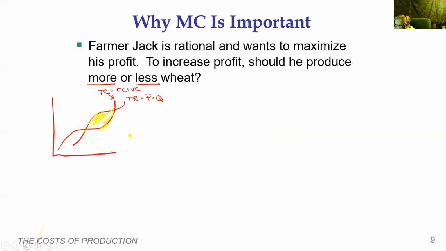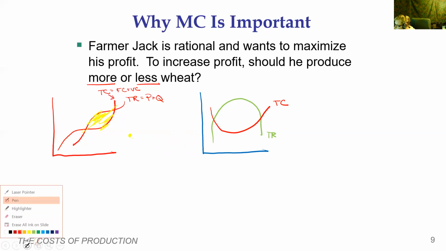Now, we said that we want total revenue to be as high as it can possibly be. So I'm going to go ahead and redraw my graph. I will put total revenue in green again, and I'll put total cost in red again. Okay, so let's look at total revenue now specifically.